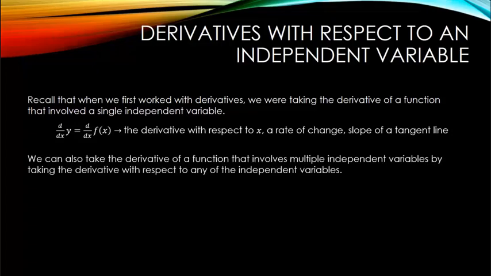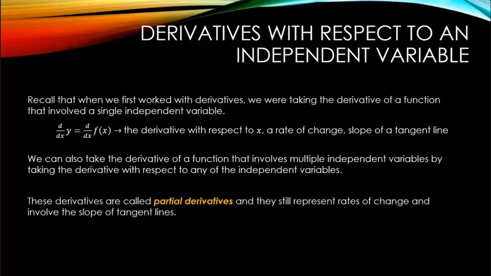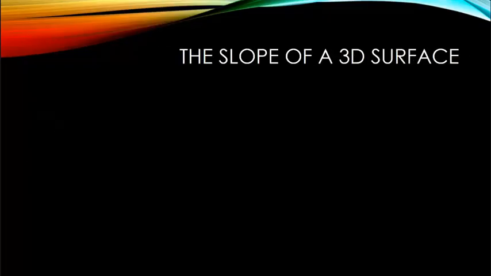We can also take the derivative of a function that involves multiple independent variables by taking the derivative with respect to any of the independent variables on its own. When I do that, these derivatives are called partial derivatives. They still represent rates of change and involve the slope of tangent lines. So we need to think a little bit about what the slope of a 3D surface might be like.